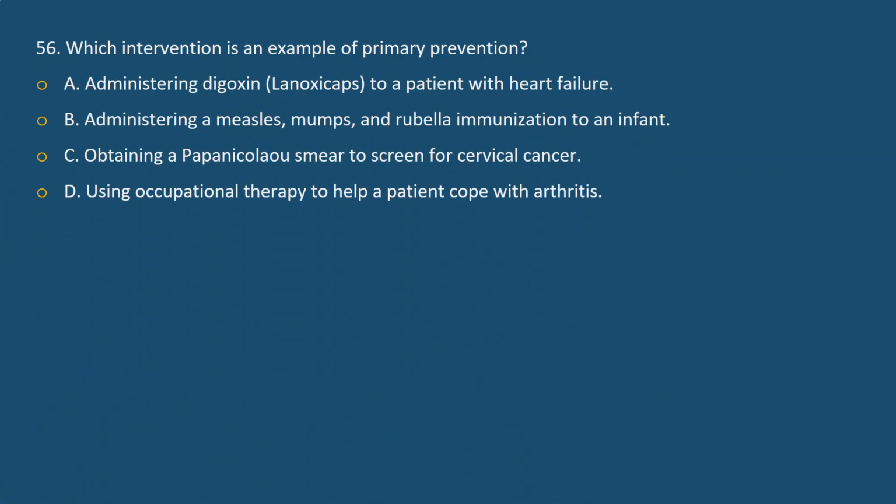Question 56. Which intervention is an example of primary prevention? A. Administering digoxin to a patient with heart failure. B. Administering a measles, mumps, and rubella immunization to an infant. C. Obtaining a Papanicolaou smear to screen for cervical cancer. D. Using occupational therapy to help a patient cope with arthritis.